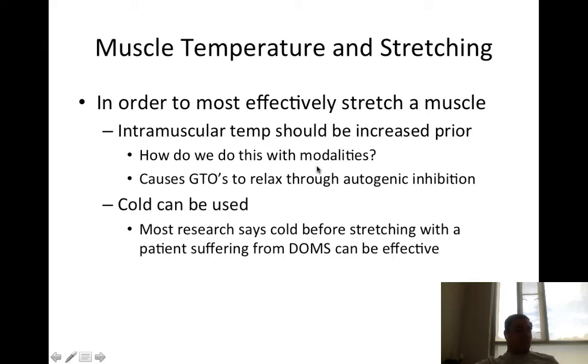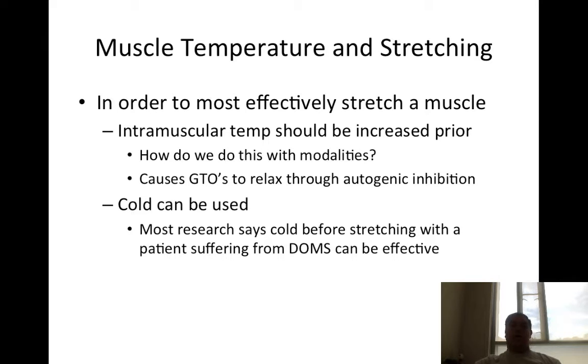In lab in a couple weeks here, my goal is to do some functional movement screen, FMS, a little bit, but a lot more of SFMA, selective functional movement assessments. We'll kind of assess each other's movements and try to fix each other a little bit. Okay, muscle temperature and stretching. This goes without saying, right? In order to most effectively stretch a muscle, the intramuscular temperature should be increased prior to stretch.